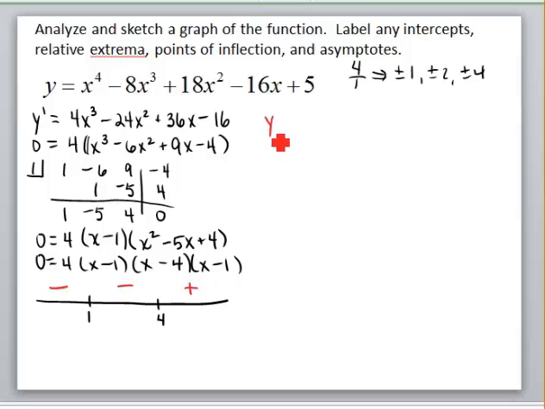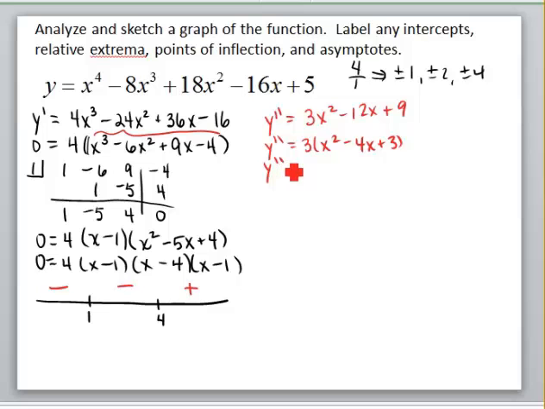So the second derivative is taking the derivative right here. I only really need to take the derivative of this part right here. So I've got 3x squared minus 12x plus 9. So when I factor out a 3, I have x squared minus 4x plus 3. And I end up getting x minus 4, x minus, let me make a correction there, x minus 3, x minus 1. So I have possible points of inflection at 1 and 3.